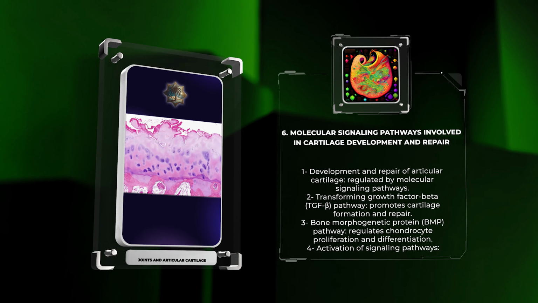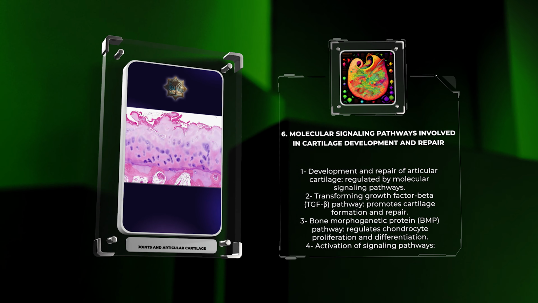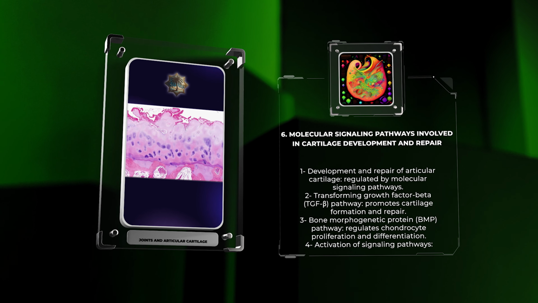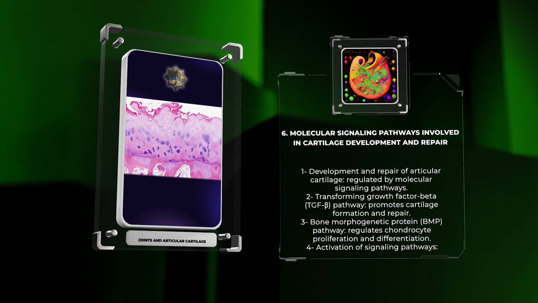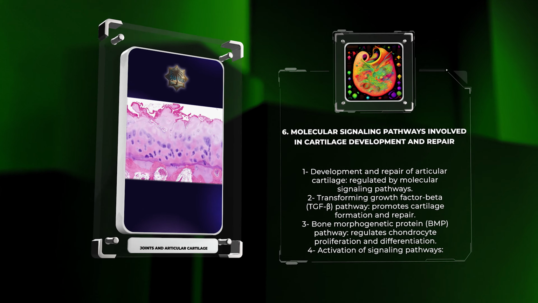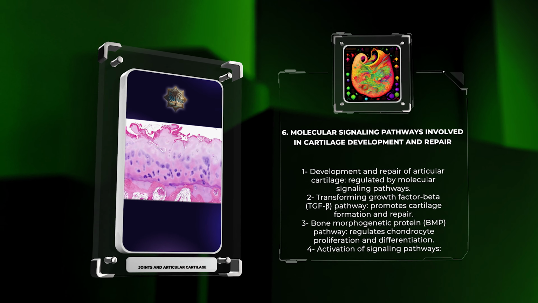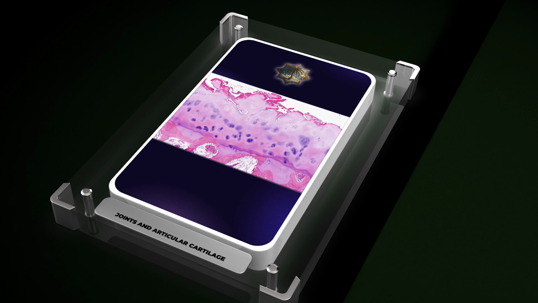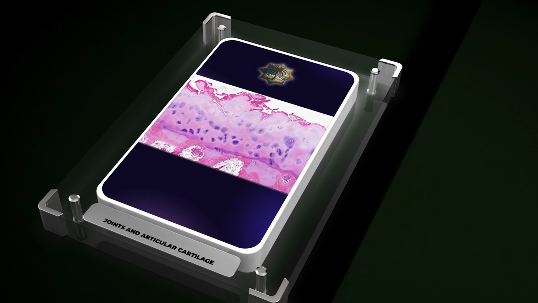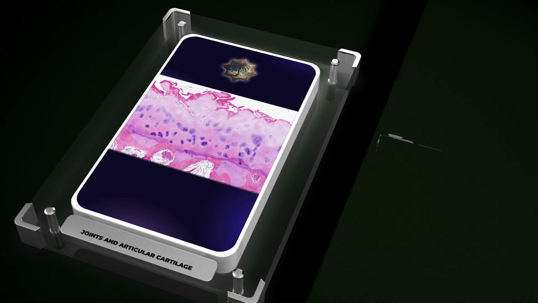The bone morphogenetic protein, BMP, pathway is also involved in cartilage development and plays a significant role in regulating chondrocyte proliferation and differentiation. Activation of these signaling pathways is necessary for maintaining cartilage integrity and promoting its repair in case of injury or degeneration. Articular cartilage injuries and degenerative conditions are difficult to treat due to limited natural healing.